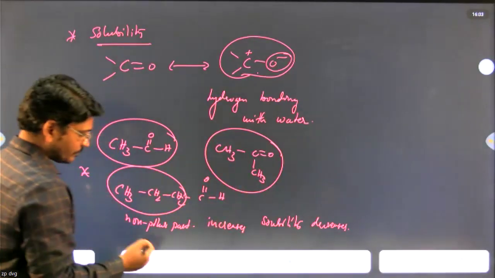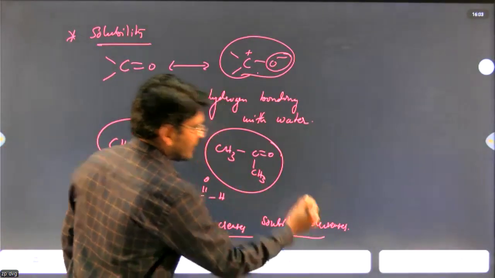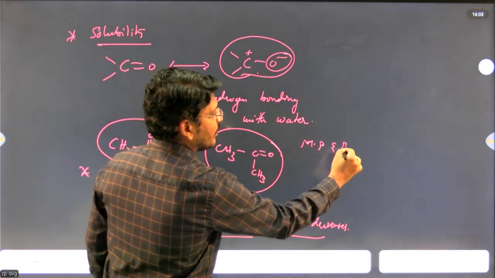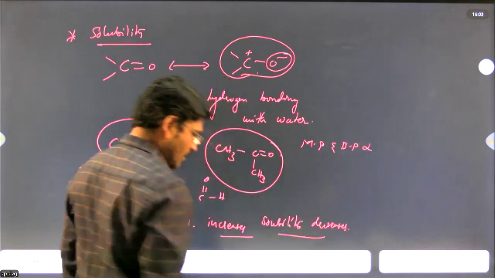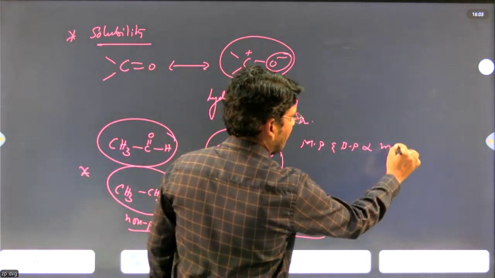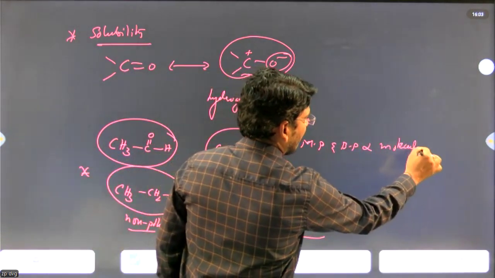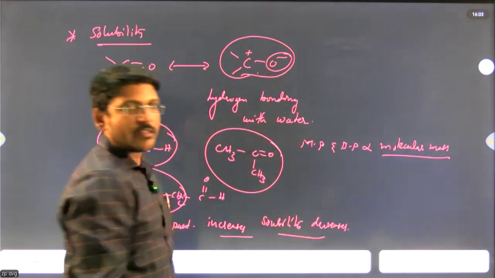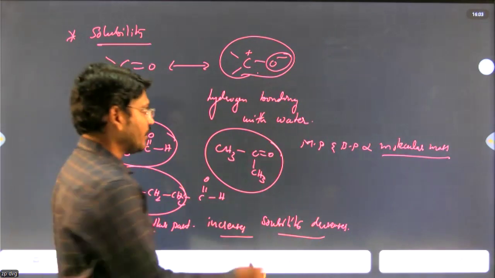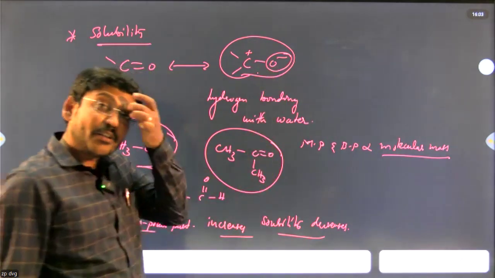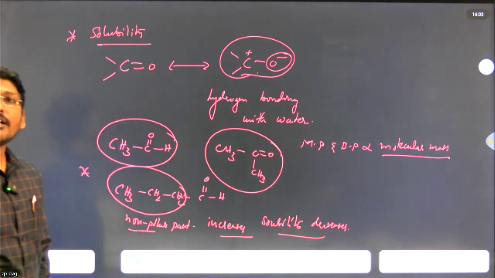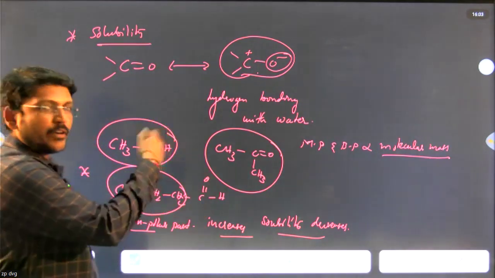And if you consider melting point and boiling point, they are directly proportional to molecular mass. If molecular mass increases, melting point and boiling point also increase. But due to dipole-dipole interaction, aldehydes and ketones have a little bit higher melting point and boiling point compared to the corresponding hydrocarbons.